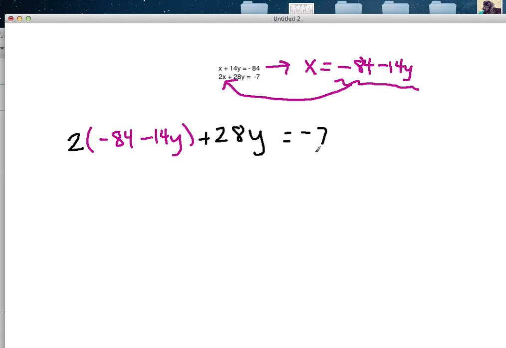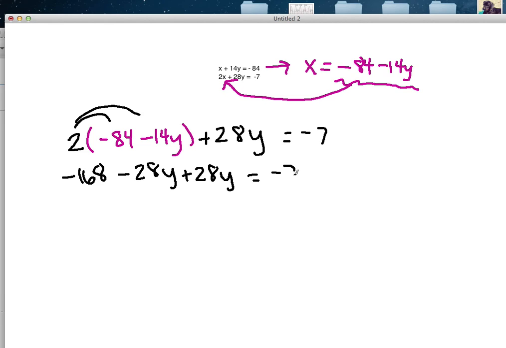So far we completed step 1, we completed step 2, and now we're going to solve this for y. That's going to be step 3. So 2 times -84 minus 14y is going to give us -168. I'm just going to make sure that I distribute, minus 28y, and now I have this plus 28y is equal to -7. So now I'm just going to combine like terms. So I get -168 minus 28y plus 28y. Those are going to cancel each other out. So I no longer have any y's, equals -7.